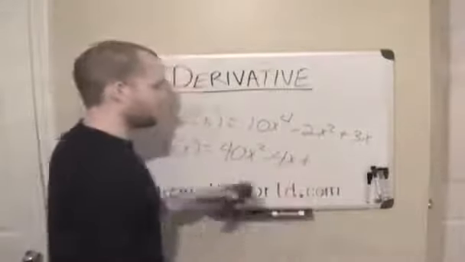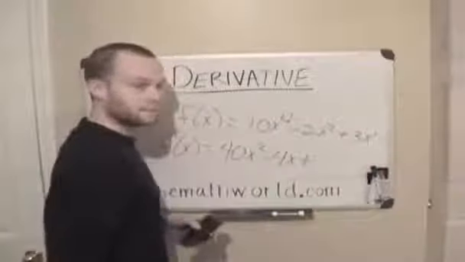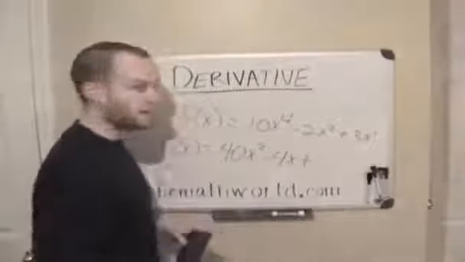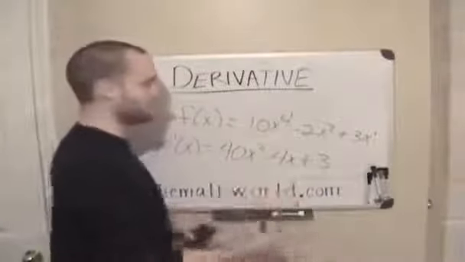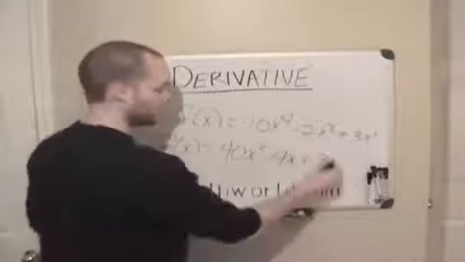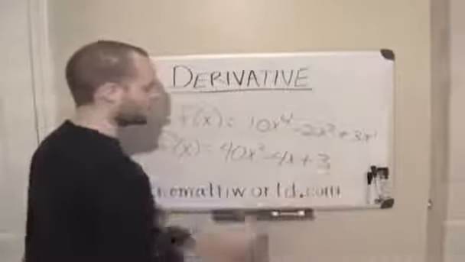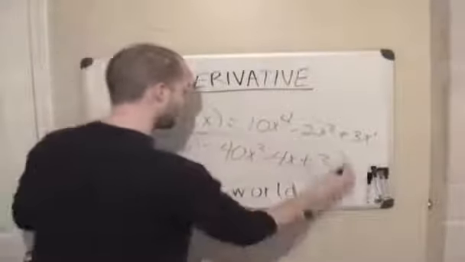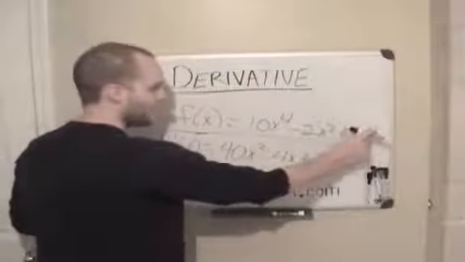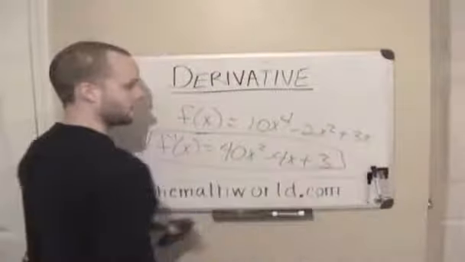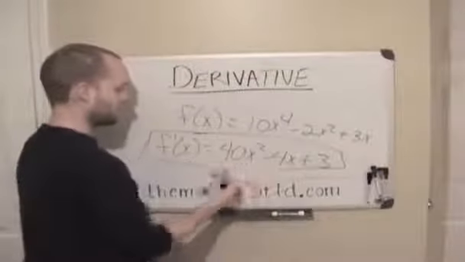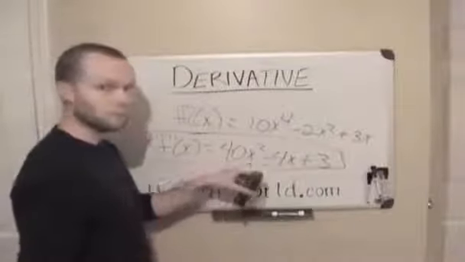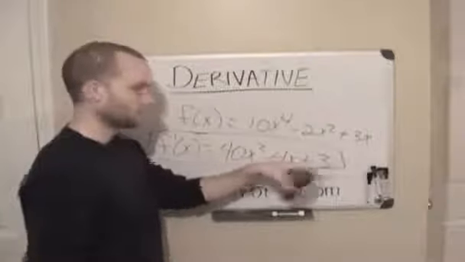And then we have a 1 up here, so we multiply 1 by 3, and we're left with 3. Then 1 minus 1 is 0, and x to the 0th power is 1, so 3 times 1 is 3. Anytime you have just an x, you're actually just going to drop the x there. The derivative of this function is 40x cubed minus 4x plus 3.